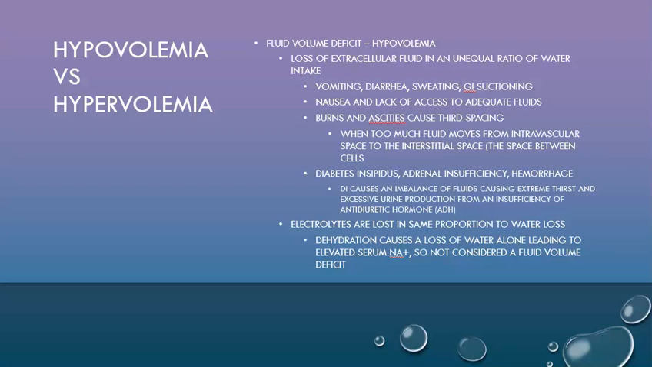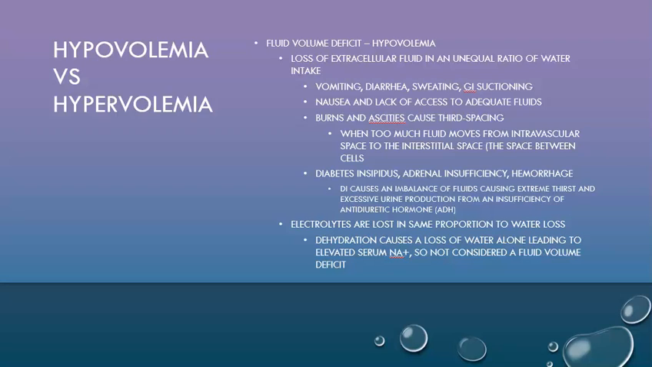Patients who have an NG tube, if they are on continuous suction or a higher level of intermittent suctioning, you could accidentally take out too much fluid, and that can cause hypovolemia. Burns and ascites are big types of fluid loss that cause third spacing. This is when too much fluid moves from the intravascular space to the interstitial space, so that space between the vasculature and the cells. So it's not in our blood vessels and it's not in the cells, it's floating in between.